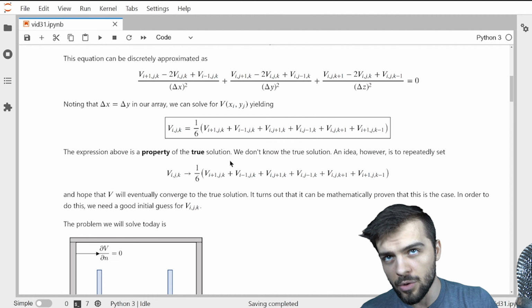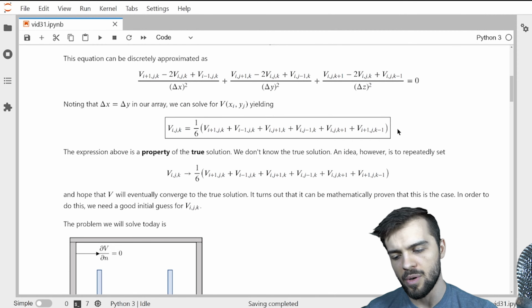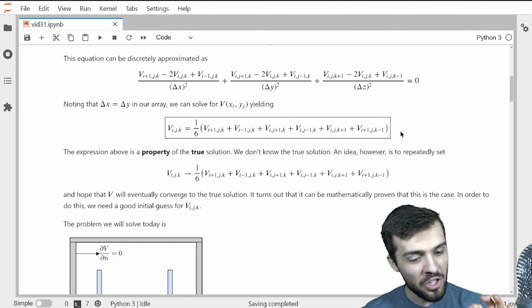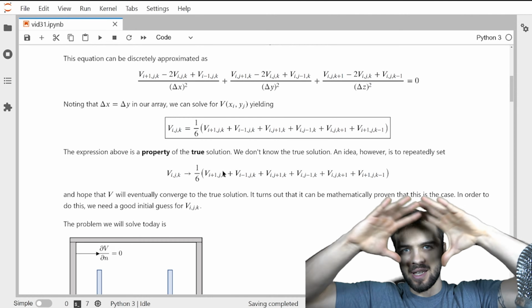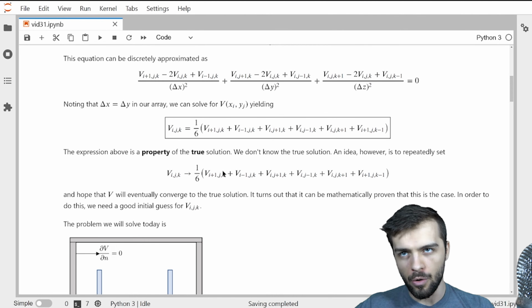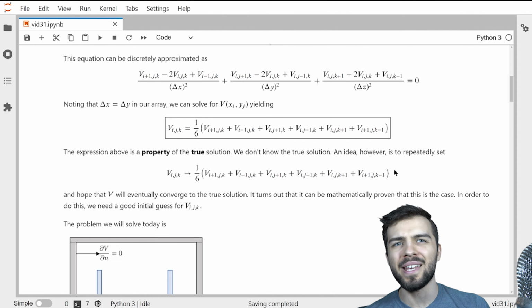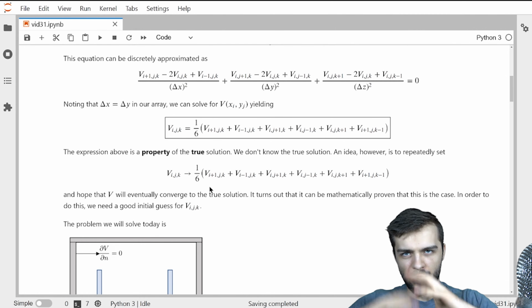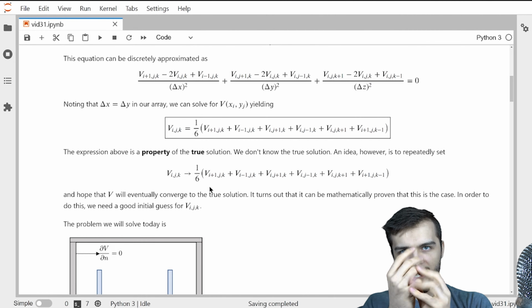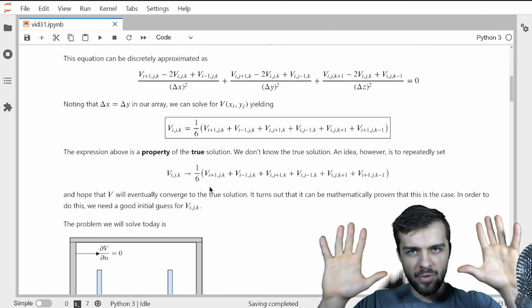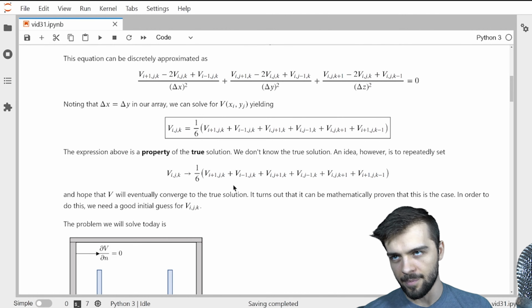But when we start, we don't know the solution. We know when we solve it, this will be a property, but we don't know how to get there. Well, there's an idea, and the idea is to repeatedly set. You come up with an initial guess of the potential at all points in space. And someone said, well, what if I take vijk and I repeatedly set it equal to the average of all the points around it? So you have your initial guess, then you take every point and set it to the average of all the points around it. You do that for every point in the array, over and over again.